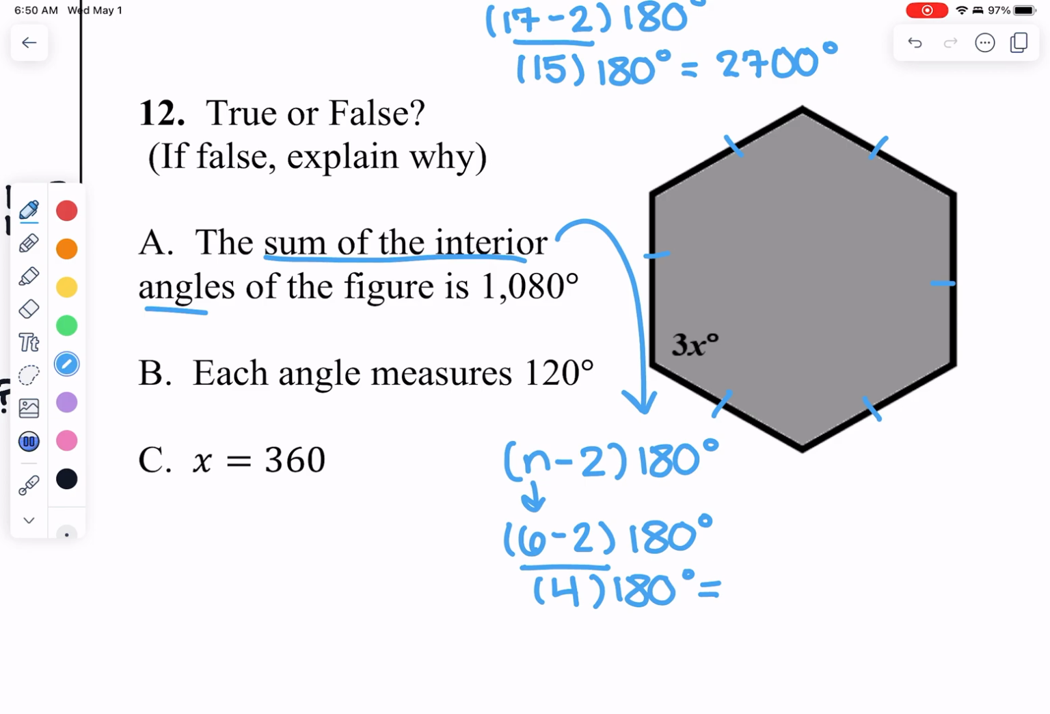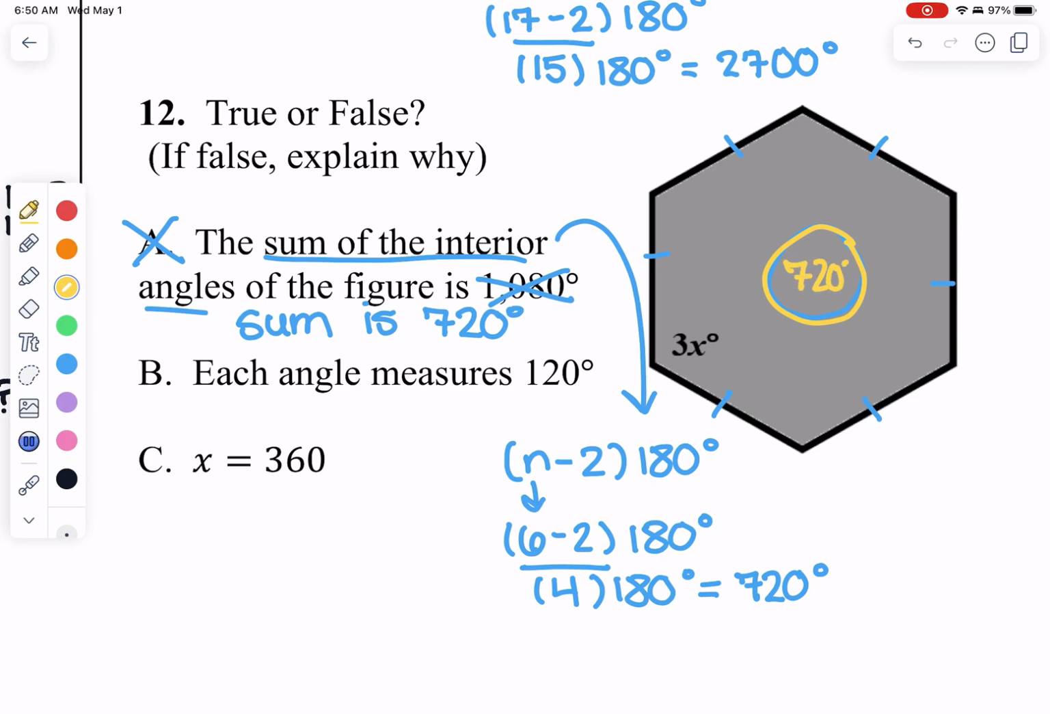But the sum of all of the interior angles is 720. Meaning A is not right. It says if it's false, explain why. Because the sum is 720 degrees. Duh. B says, well, each angle measures to 120 degrees. Well, let's think. We know that the sum, oh, that is not a good color. The sum is 720 degrees of all of these angles, which, by the way, are all the same.